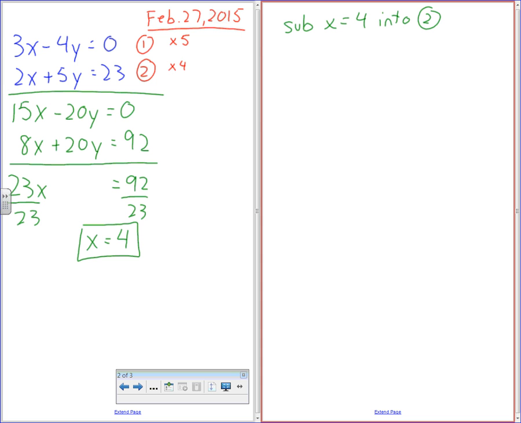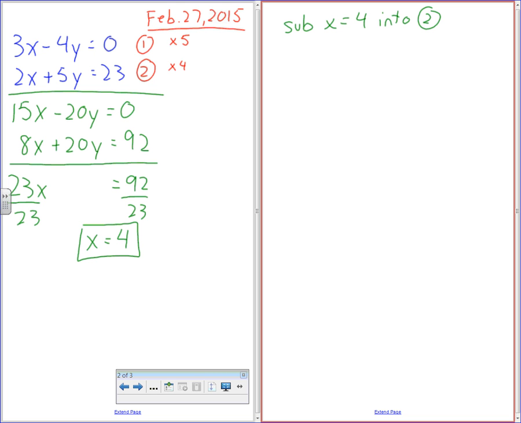The reason can somebody guess why I chose number 2 though? Everything's got a plus and I like positives, okay? Right, but you could have very easily subbed in the second equation. Remember what we're trying to do, we're finding the intersection of lines, right? So whether I use the first line or the second line, they're going to cross at the same point. So it shouldn't matter.